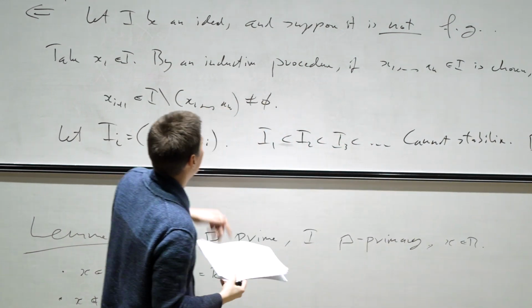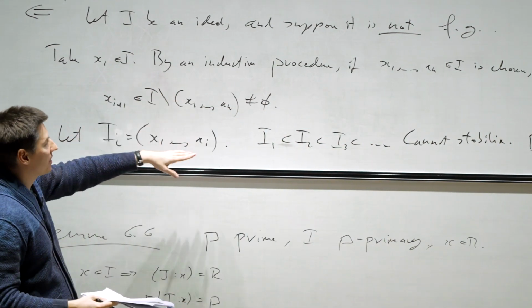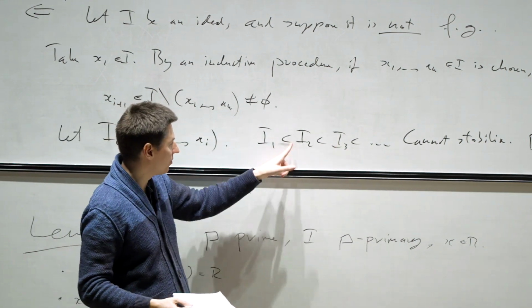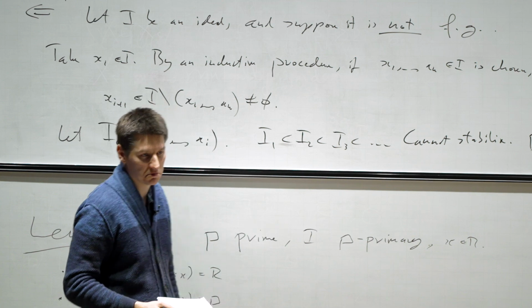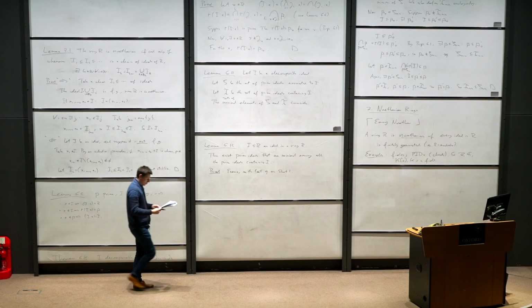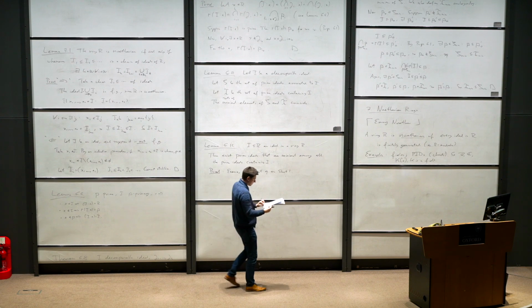So if there is an ideal which is not finitely generated, then we can produce a chain of ideals which doesn't stabilize. These are proper inclusions. This is how you see it doesn't stabilize. Everybody happy with that? Okay, so that was that.